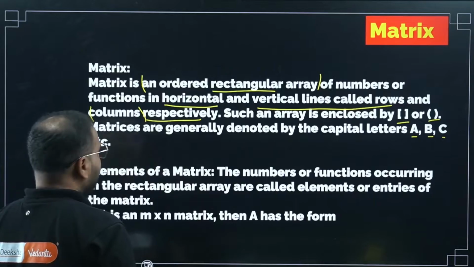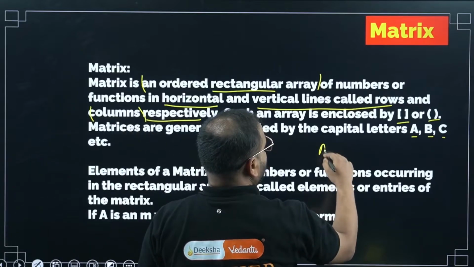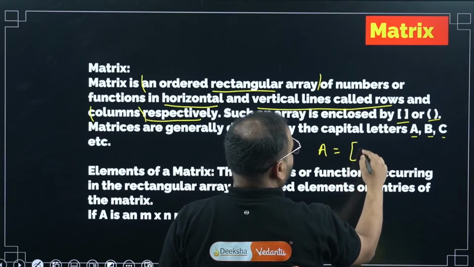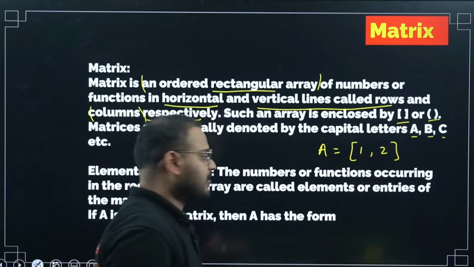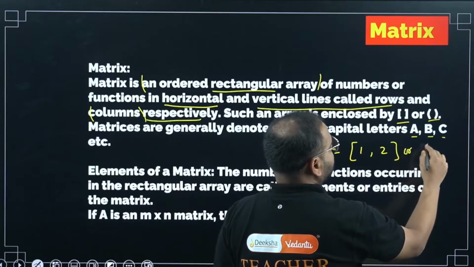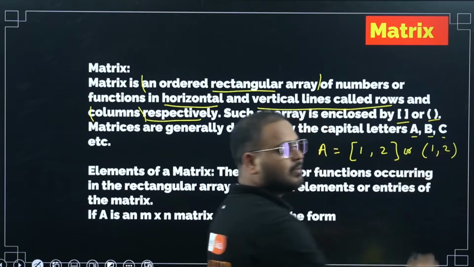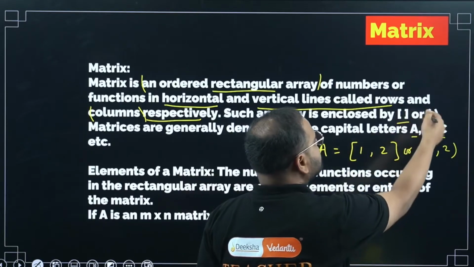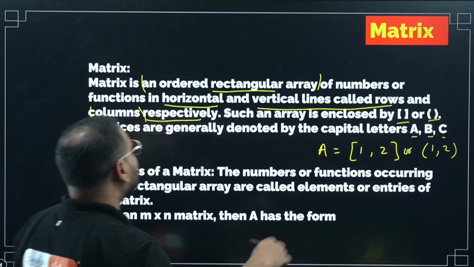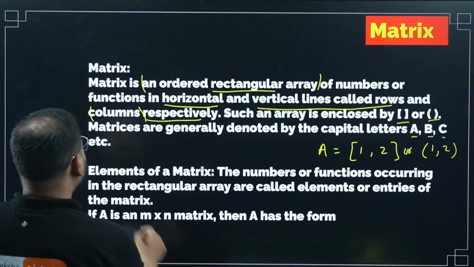So matrix A can be written like this: 1, 2. 1, 2. This is a matrix. Or I can write in this form also: 1, 2. Both of them are correct. So I can use square or large brackets, or I can use smaller ones as well to enclose the data points. Okay. Now what are the elements of the matrix?